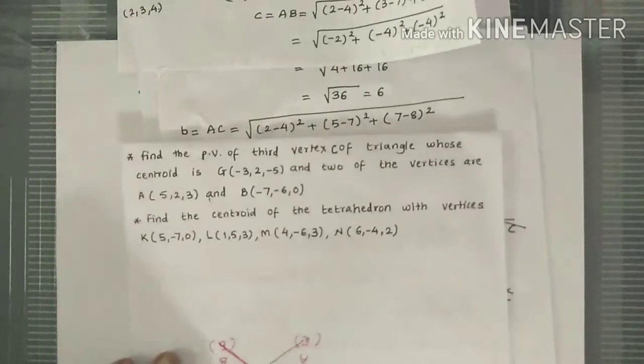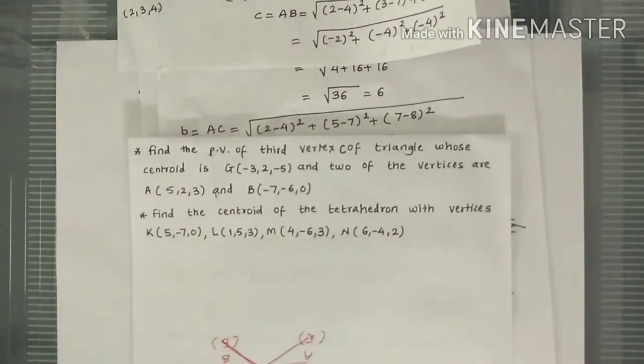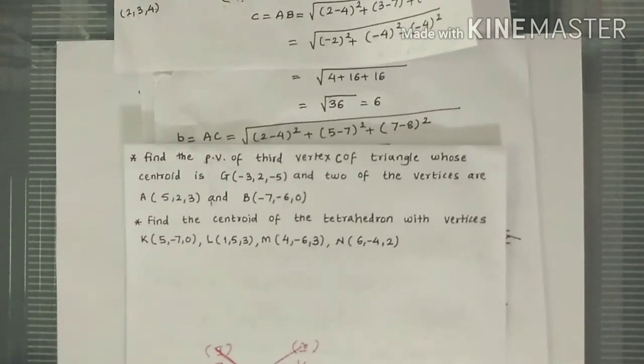Now take these two examples for homework. Find the position vector of the third vertex C of triangle whose centroid is given and two of the vertices are given, A and B, and find the centroid of the tetrahedron with the given vertices K, L, M and N. So this is your today's assignment.